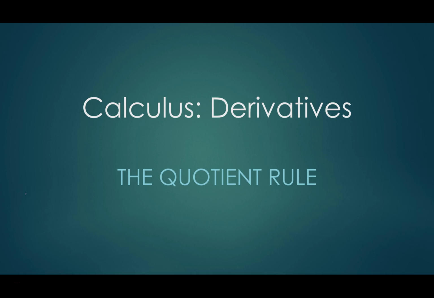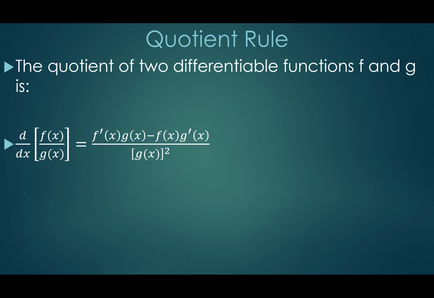Okay, so last time we talked about how to use the product rule to find the derivative of two functions that are multiplying together. Today we're going to talk about the quotient rule, which tells us how to find the derivative of two functions that are dividing. So we have the quotient of two differentiable functions f and g.